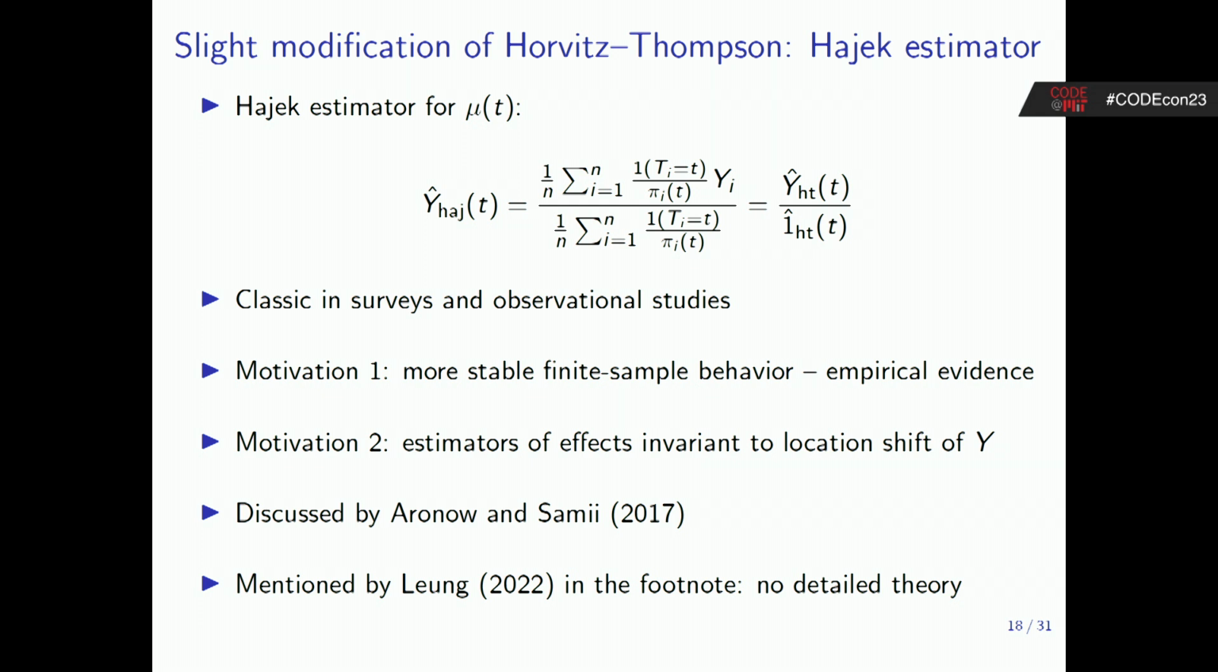The second one is more about logical coherence. Because if you add a constant to your outcome y, you hope your estimator for causal effects should be invariant. But Horvitz-Thompson does not satisfy this basic logical restriction. But Hajek satisfies this. This is well known and also discussed by Aronow and Samii, mentioned by Leung in his footnote, which is a little unfortunate because this is a much better estimator.